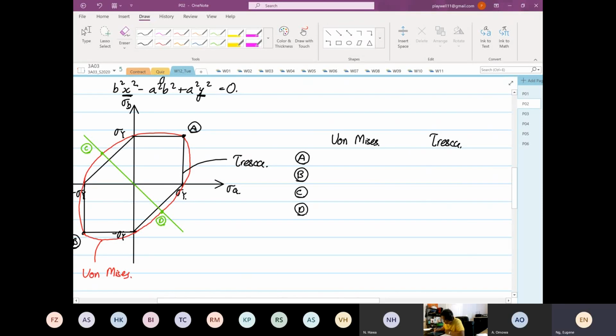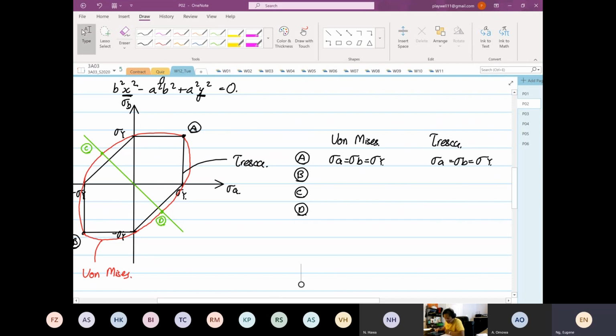And we have a point D. So at point A, what we see is that for von Mises, stress A at point A and stress B at point B are both at the yield. For Tresca, it's the same. Stress A at point A is equal to stress B, which is equal to stress yield, right?